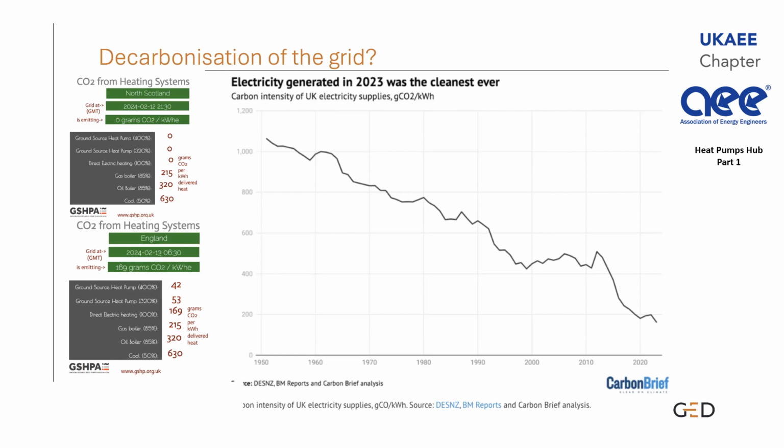The graph here shows you the decarbonisation of the grid since 1950, from when electricity was predominantly generated with coal, and now we're down at below 200 with a mix of renewables and gas for peaking.